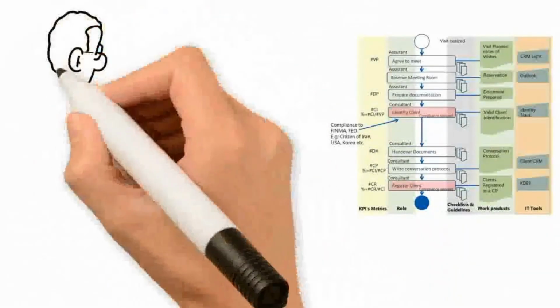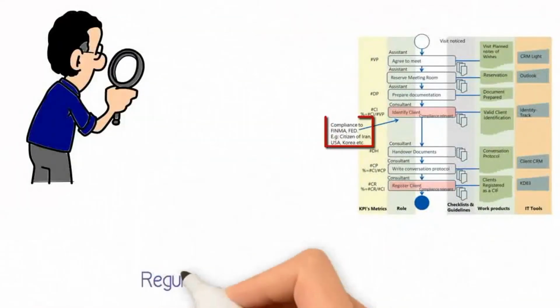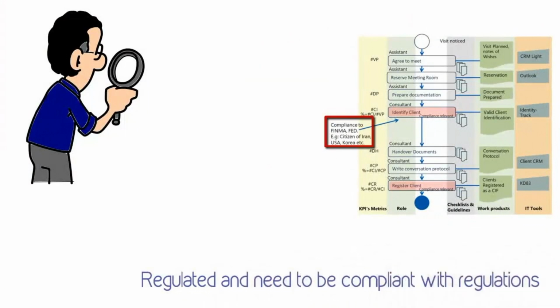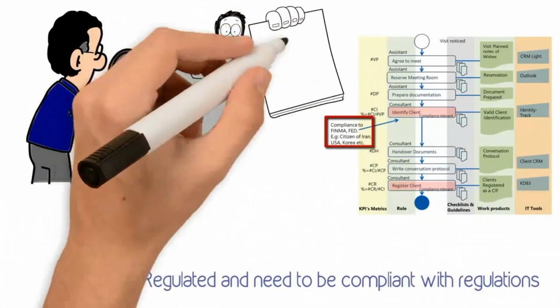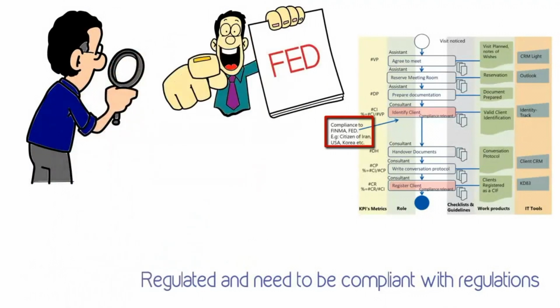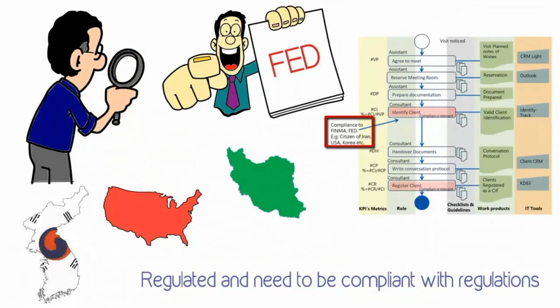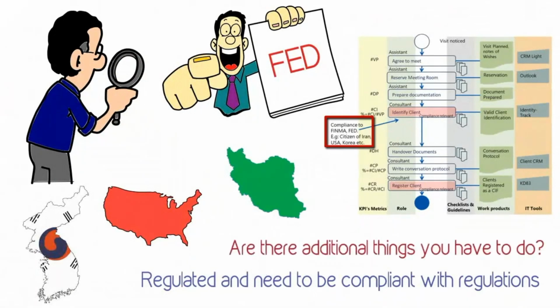It can also happen that some of the steps in the process are regulated and need to be compliant with regulations, such as from FINMA or FED. Also, what happens if the client is a citizen of Iran, USA, or Korea? Are there additional things you have to do?